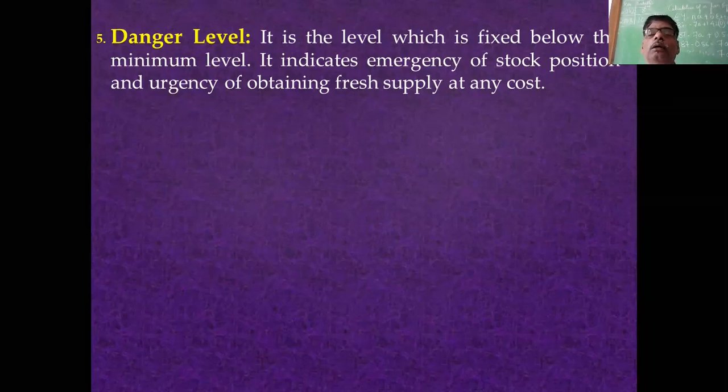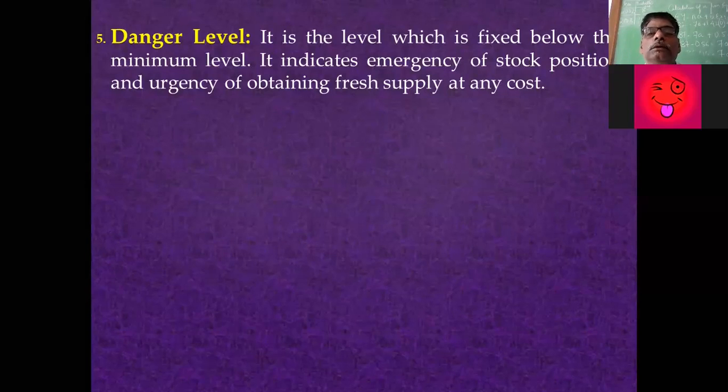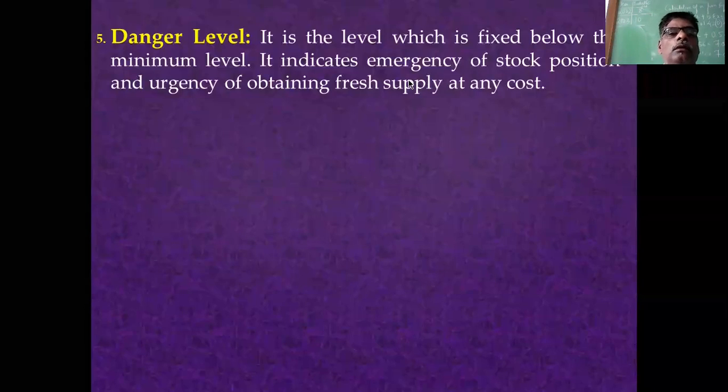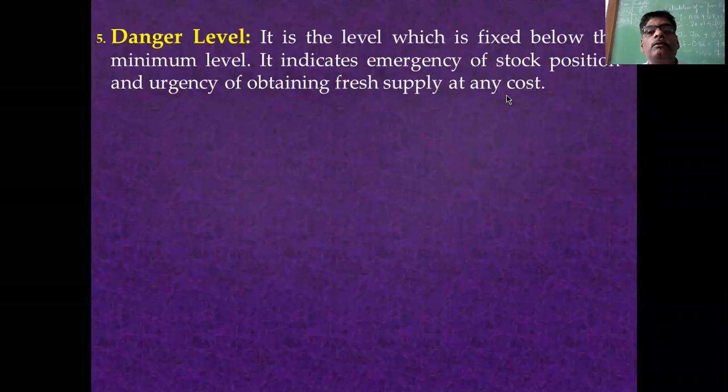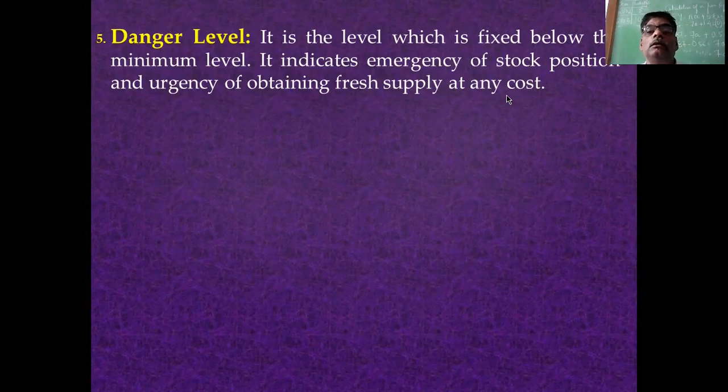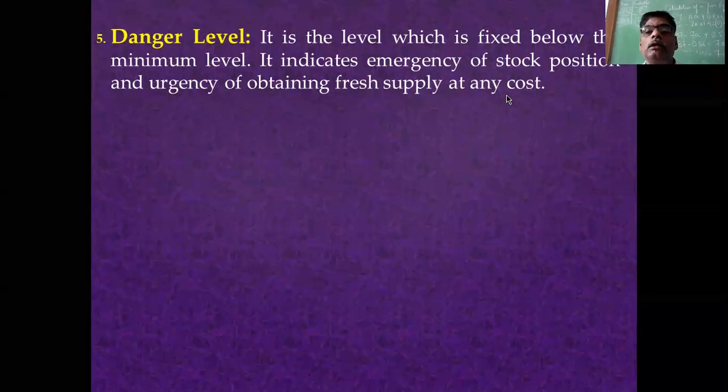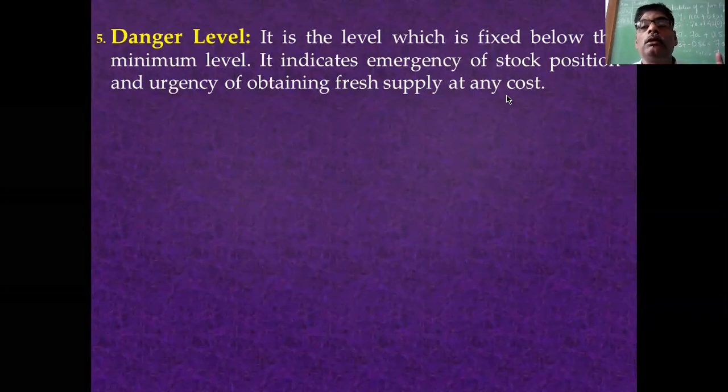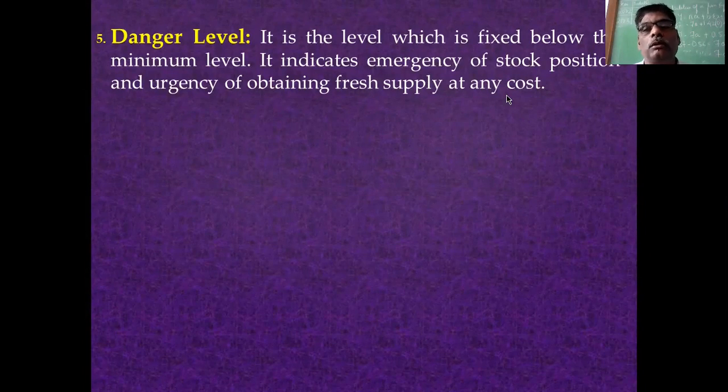This is the point you remember. Danger stock level is the stock level below the minimum stock level. This is the danger stock level. It is below the minimum stock level, and at this level you have to take steps to collect the material at any cost. You have to collect it. Otherwise, your production will stop. There is a problem to production department.